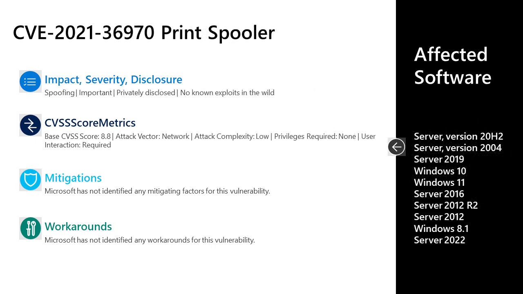Next, let's talk about CVE-2021-36970. This is a spoofing vulnerability with an important severity. It was privately disclosed to Microsoft, and there are no known exploits out in the wild. As we can see, a base score of 8.8, quite elevated, and while it requires no privileges, it does require user interaction, so that's a key point.